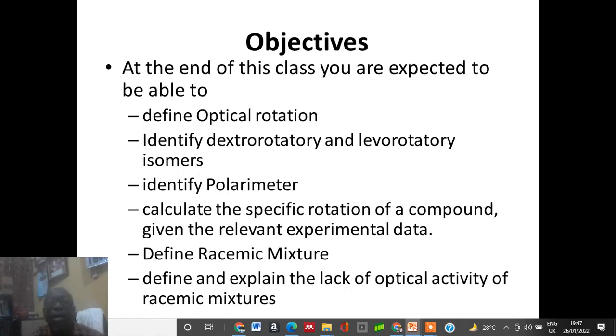At the end of today's class, you should be able to define optical rotation. You should be able to identify dextrorotatory and levorotatory isomers. You should also be able to identify polarimeter. You should be able to calculate the specific rotation of a compound given the relevant experimental data. You should also be able to define racemic mixture. You should be able to define and explain the lack of optical activity of racemic mixture.